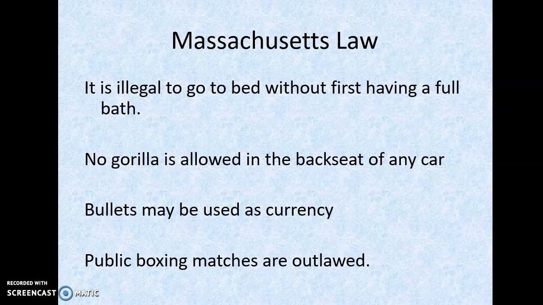These laws were once on the books, and if you were to break them nowadays, people wouldn't even think that you were a deviant. Maybe if it was a public boxing match or bullets as currency. I don't know why you would have a gorilla, but it's just kind of to think about what it means to be criminal and what it means to break the law.